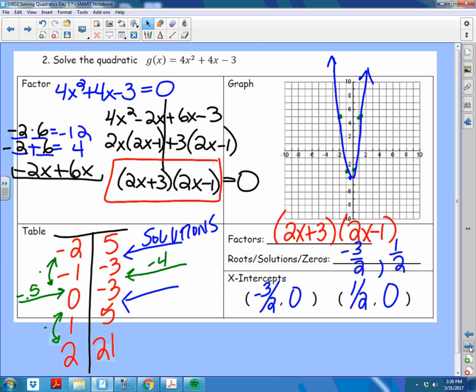Again, what I need you to walk out of here understanding today is this. I need you to be able to look at a table and tell me where the solutions are. In a table, what are we always looking for? X-intercepts, which means where y is 0. On a graph, how am I looking for the solutions? Where it crosses the x-axis, right here and right here. And from an equation, I'm simply going to factor it.